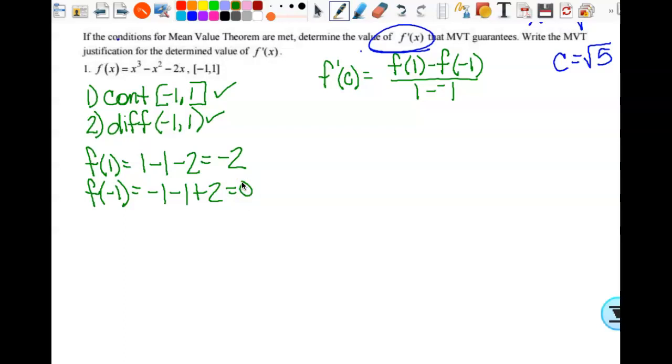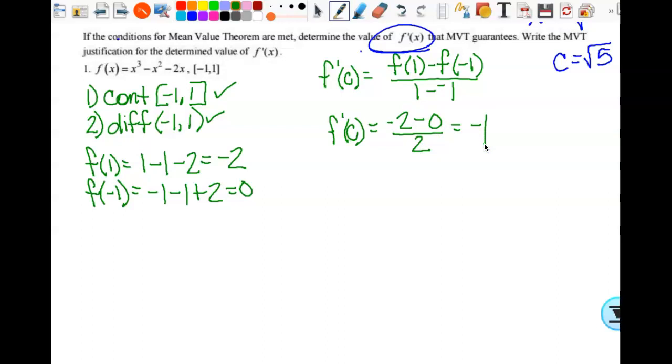Is it really easy to mess up signs here? Yes. So make sure, jot something down. Don't just stare at it and do it in your head, because that's where things go wrong sometimes. Okay, so then I know that f prime of C equals, well, f of 1 is -2 minus f of -1, which is 0, over what? 2. So then that gives me -2 over 2, which is -1.